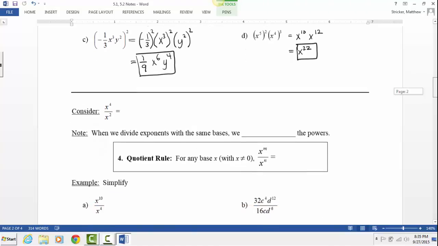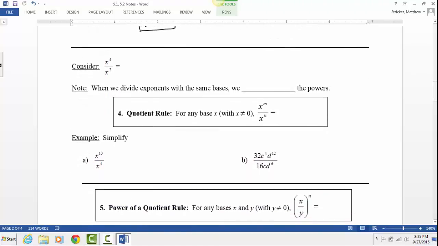Okay, so a new type of rule to consider here. What happens when we divide exponents? So this is like we have 1, 2, 3, 4 x's on top, and then how many x's on bottom? 2 x's on bottom because it's x squared.